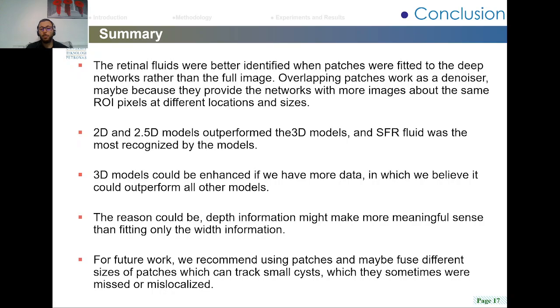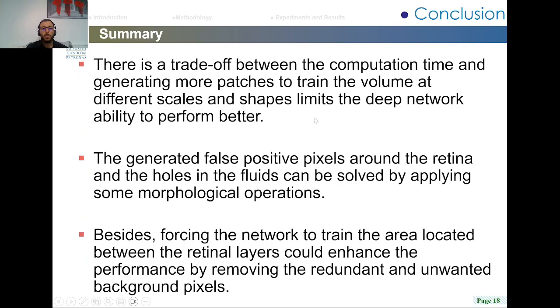For future work, we recommend using patches and maybe fusing different sizes of patches, which can track small cysts, and maybe using transformers. There is a trade-off between computation time and generating more patches to train the volume at different scales. The generated false positives could be handled by applying morphological operations such as a median filter. Besides, forcing the network to train on the area located between the retinal layers could enhance performance by removing redundant or unwanted background pixels.